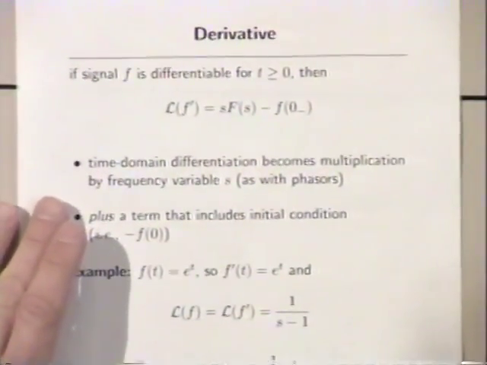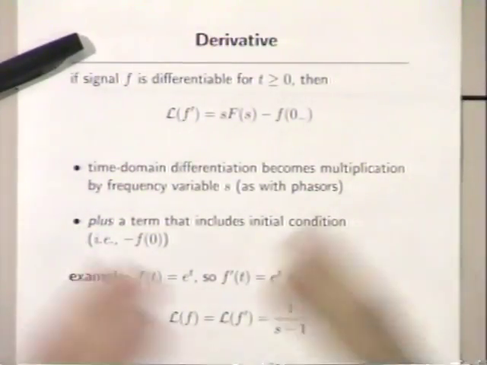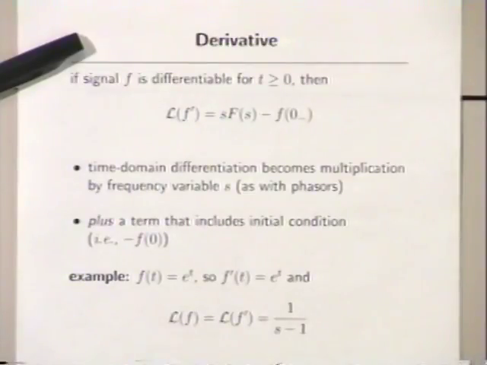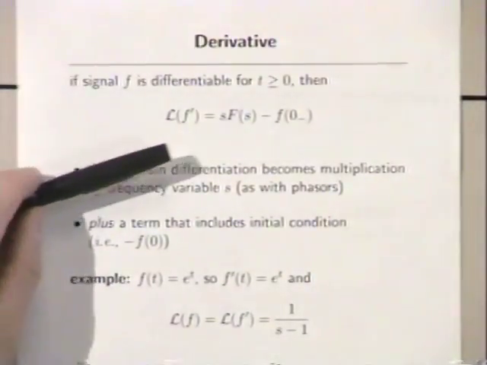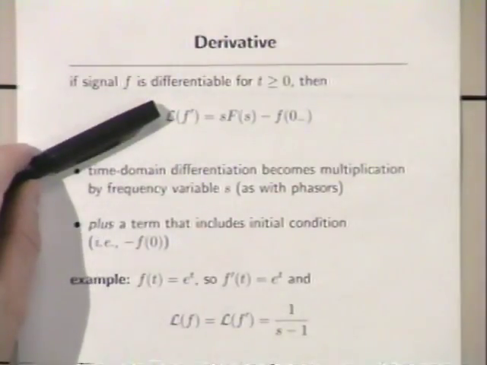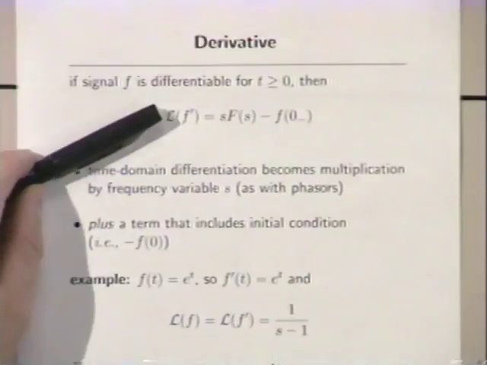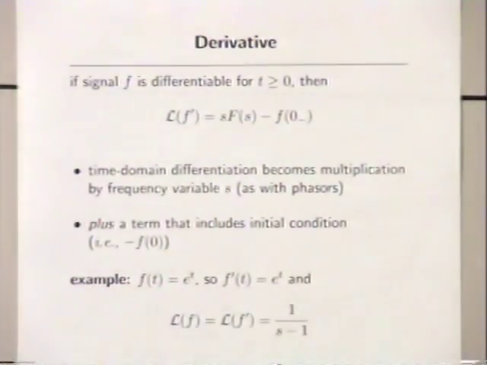Next property. This one is actually really important. This is, in fact, why you have the Laplace transform. It's this page. This is it. This is everything. Okay? And here it is. If I take the derivative of a signal, time derivative of a signal, and I take the Laplace transform, what I get is s times F of s minus f of 0 minus.